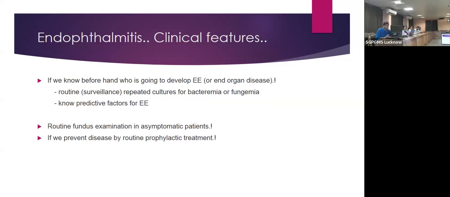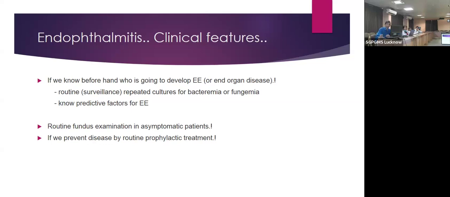Now, people actually facing all these problems started going in another direction. Somebody raised the question: why should we not know beforehand that a patient is going to develop endogenous endophthalmitis or any similar end organ disease? And they started doing routine or repeated cultures for bacteremia or fungemia surveillance, for all admitted patients or all outpatients after a fixed interval. But this actually failed. I am showing you how it failed.